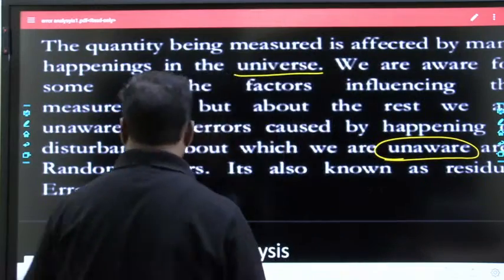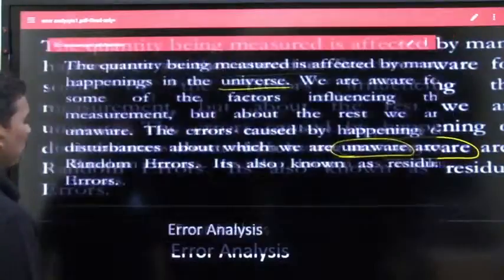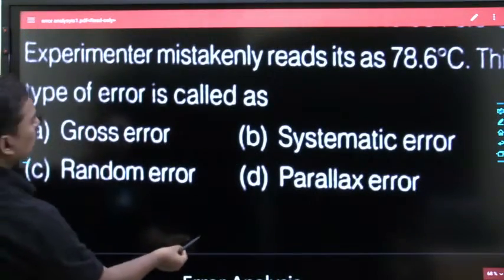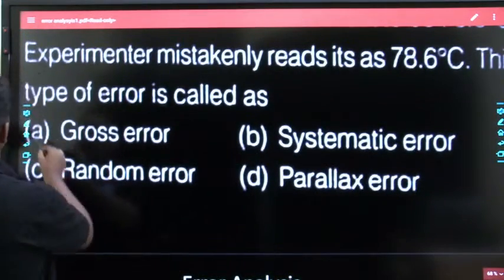Okay, chalo. Now let us go fast for some problems. We'll go for some problems.